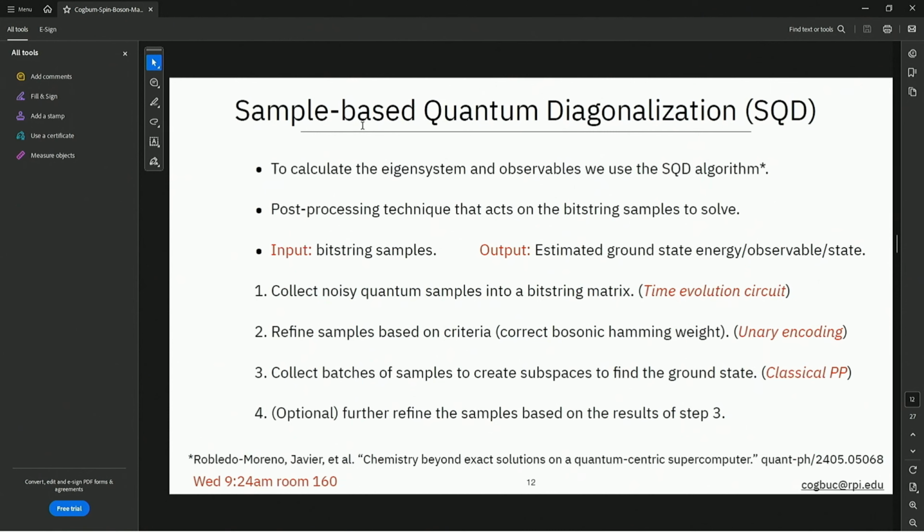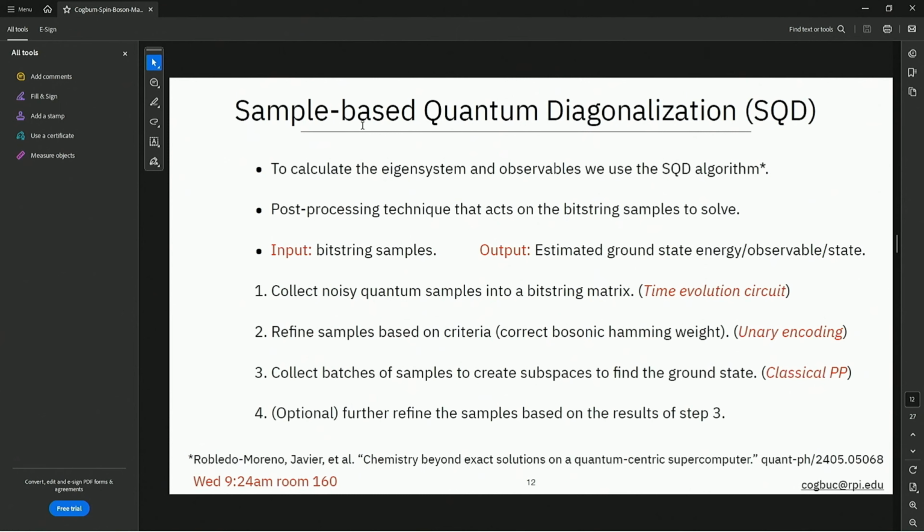So how this works is as follows. The first step is to collect the noisy quantum samples into a bit string matrix. We do this using a time evolution circuit, which I'll talk about on the next slide. The next step is to refine these samples based on some criteria about the system. In this case, we're going to mandate that the bit strings need to have the correct bosonic Hamming weight. If it has the incorrect Hamming weight, it's not a physical state, so we can just throw it away.